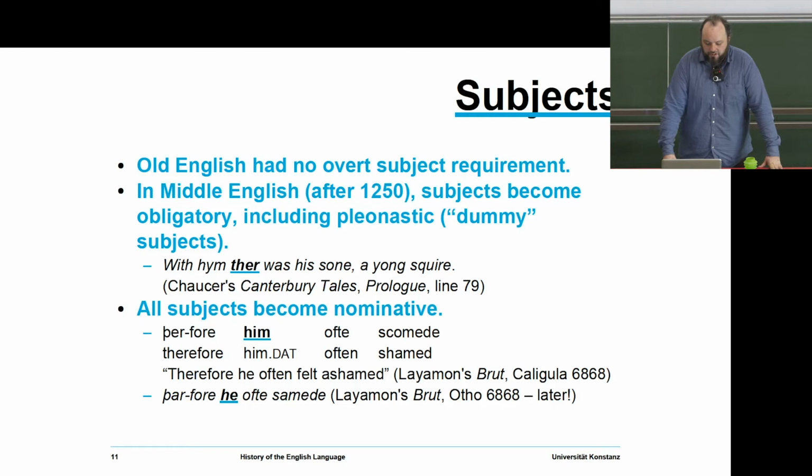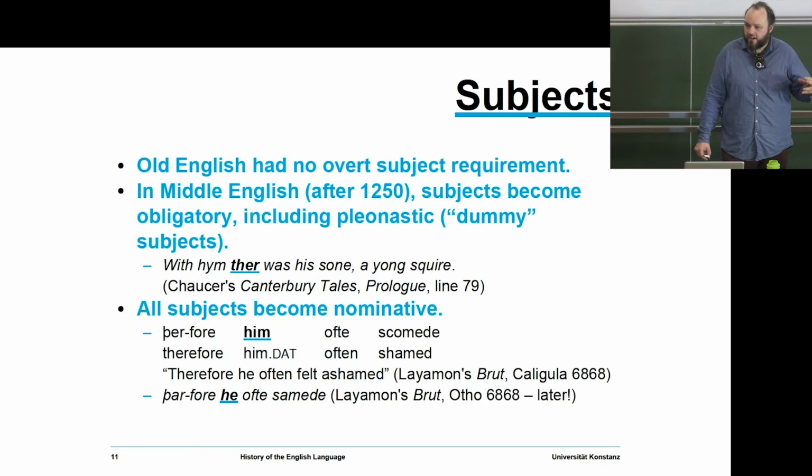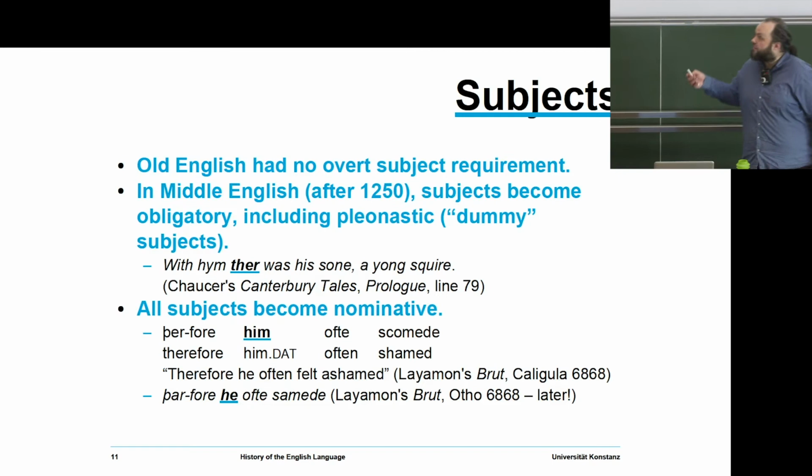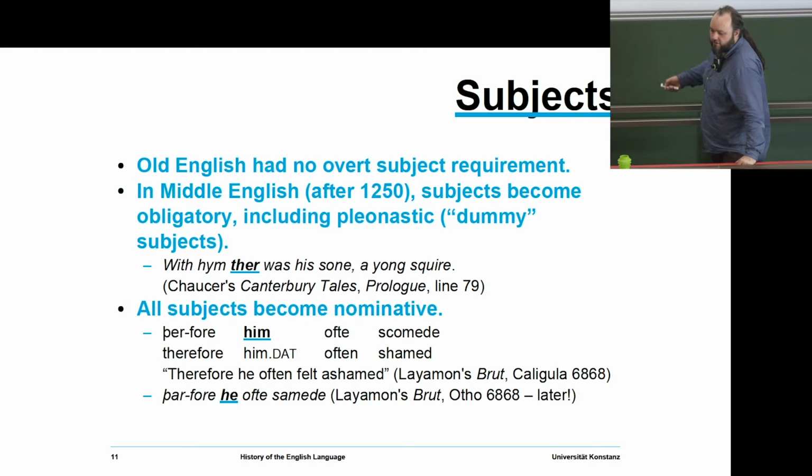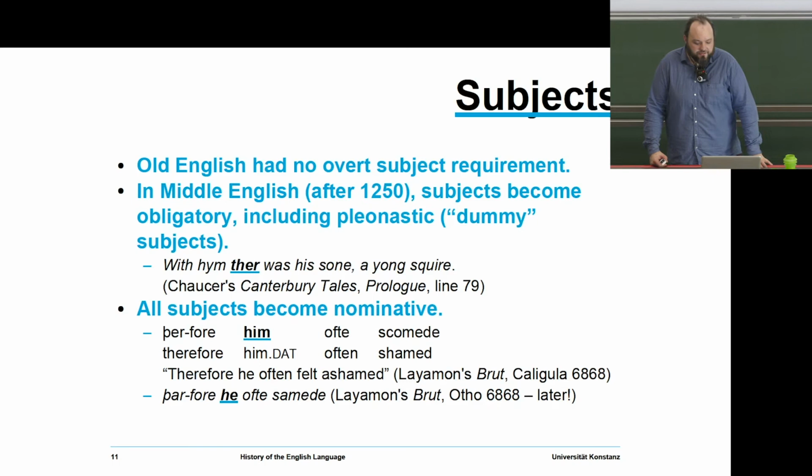And what we see in the later version of the same text, so this is a later scribe who's copying the same text, this later scribe has corrected it. And he's corrected this dative subject into a nominative subject. So instead of this "him" that we see in the earlier version, in the Caligula version of the text, in the later version, we see a "he." So basically, we start to move towards this system where every sentence has an overt subject, and that subject is in the nominative case.